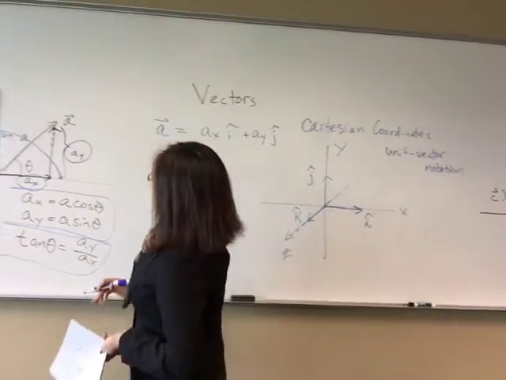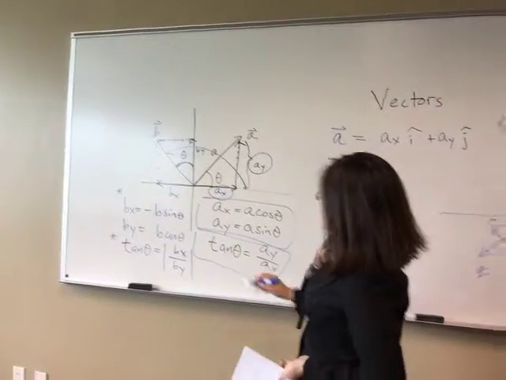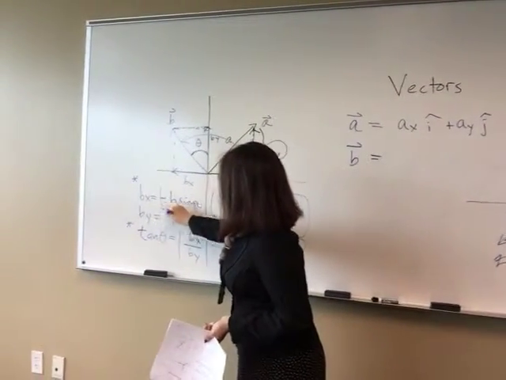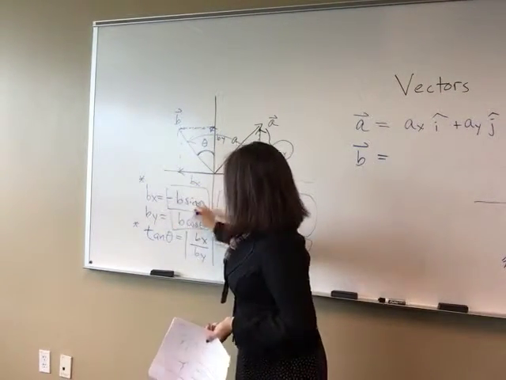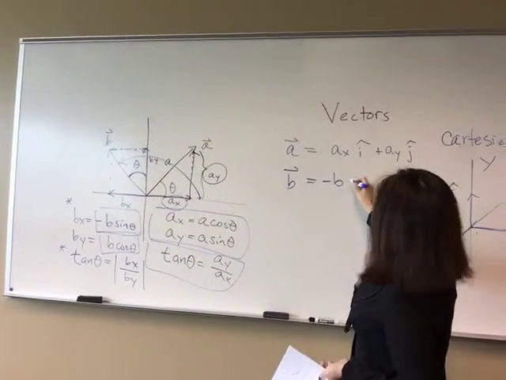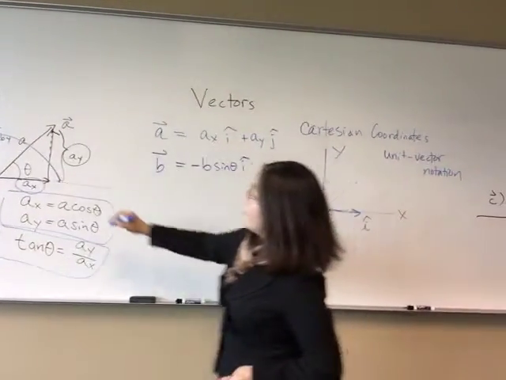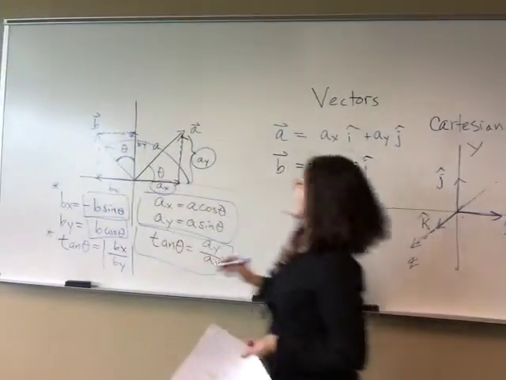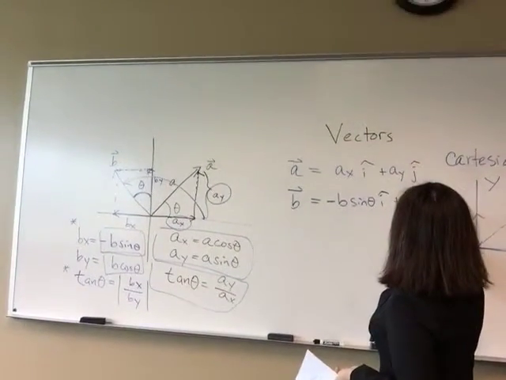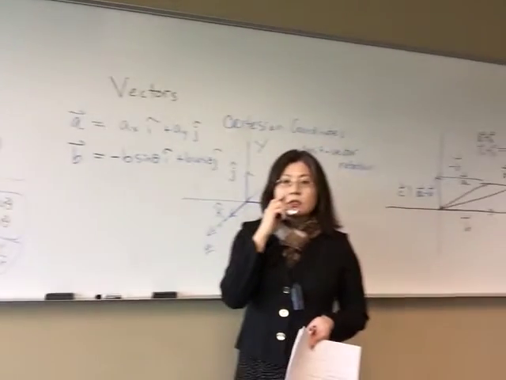Now, what about your B? So your B here, you will have the bx. So I'm just going to write it out so that you can appreciate this: you have a negative b sine theta. This is your x component, i hat, and the y component is positive, so it's plus b cosine theta, j hat. So this is how you express vectors in unit vector notation.